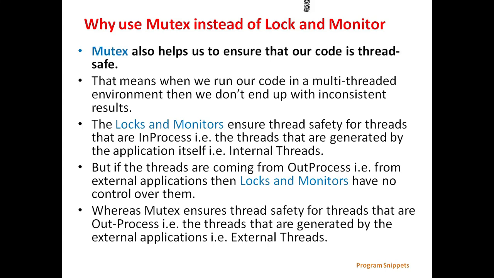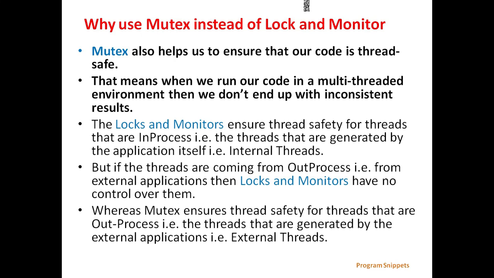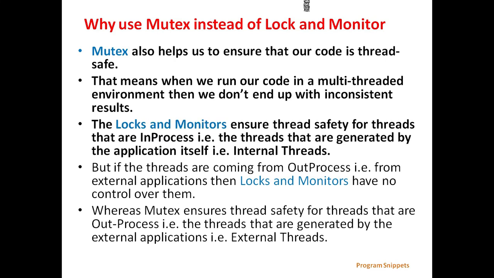Now we will see why we use mutex instead of lock and monitor. Mutex helps us to ensure that our code is thread safe. That is, when we run our code in a multi-threaded environment, then we don't end up with inconsistent results. The lock and monitors ensure thread safety for the threads that are in process, that is, the threads generated by the application itself.